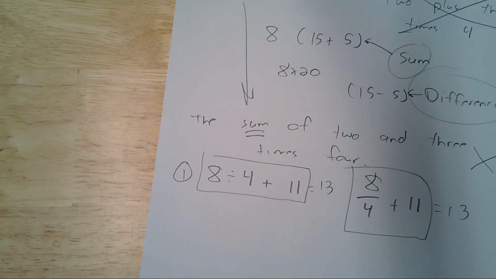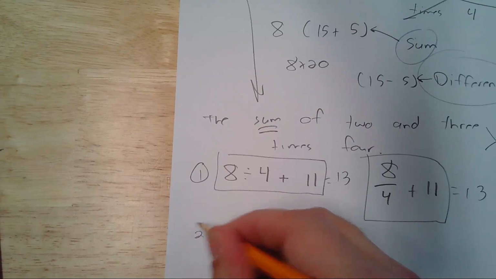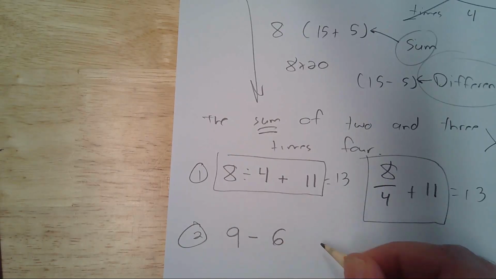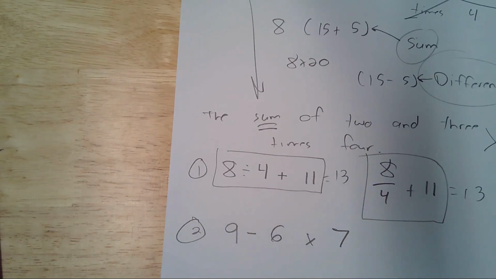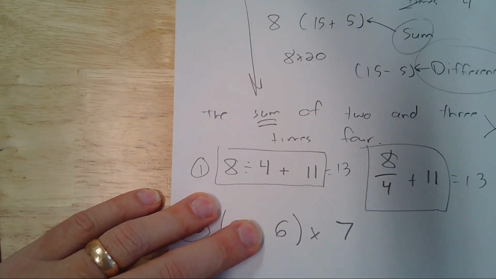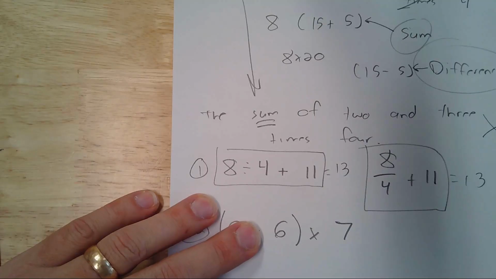Number 2, 9 minus 6 multiplied by 7. So 9 minus 6 multiplied by 7. Anybody disagree? George? The brackets in between 9 and 6. Right. I gotta have them, otherwise I have 9 minus 42. That would be a negative 35, by the way.